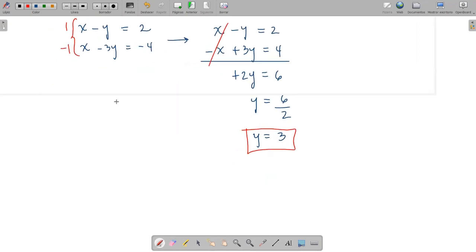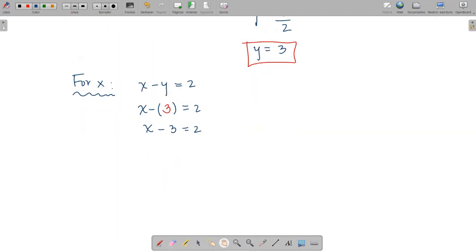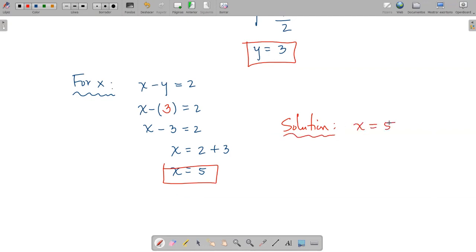Now, for x, because we already found the y, I'm going to choose the first equation. X minus 3 equal to... Okay, so this is our solution. X equal 5 and y equal 3.